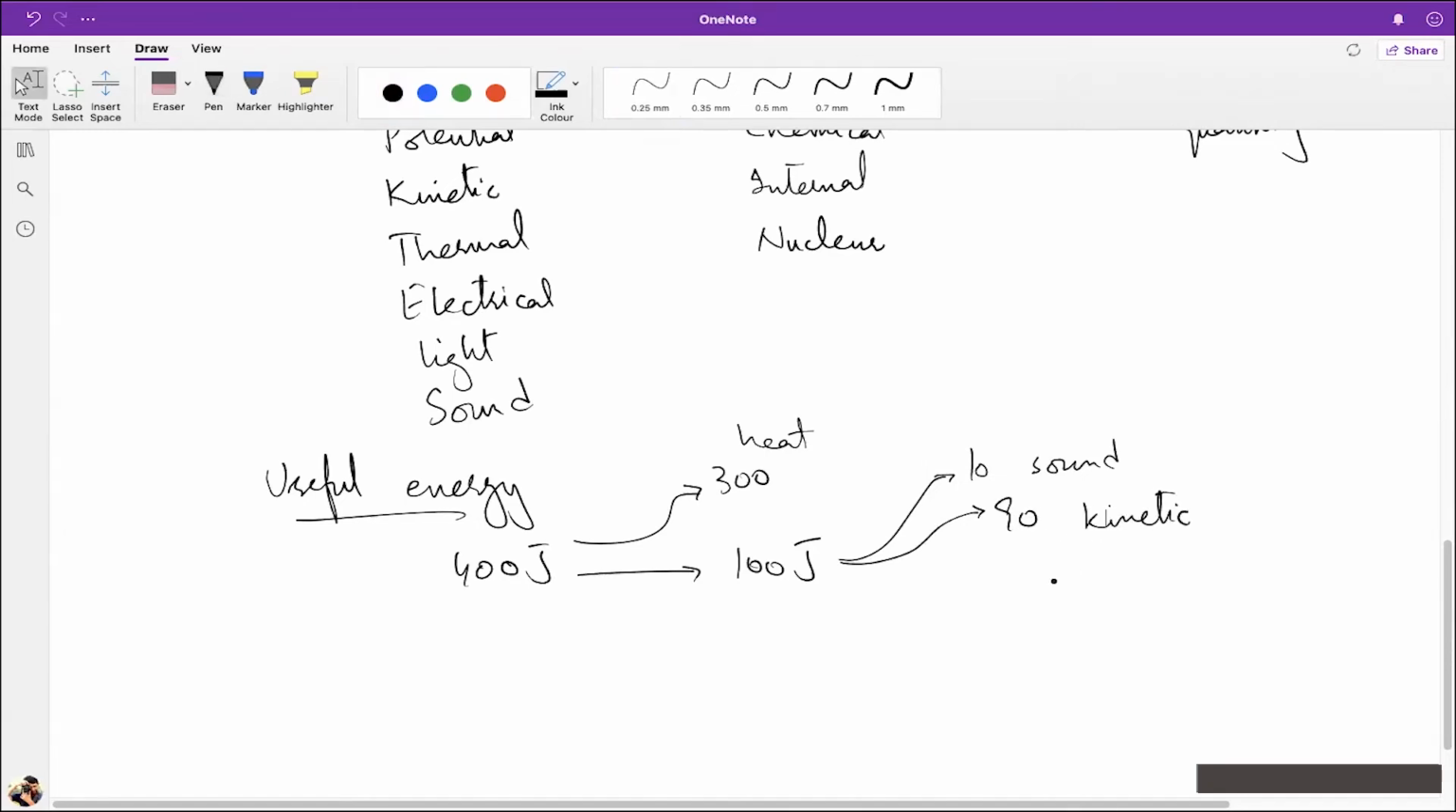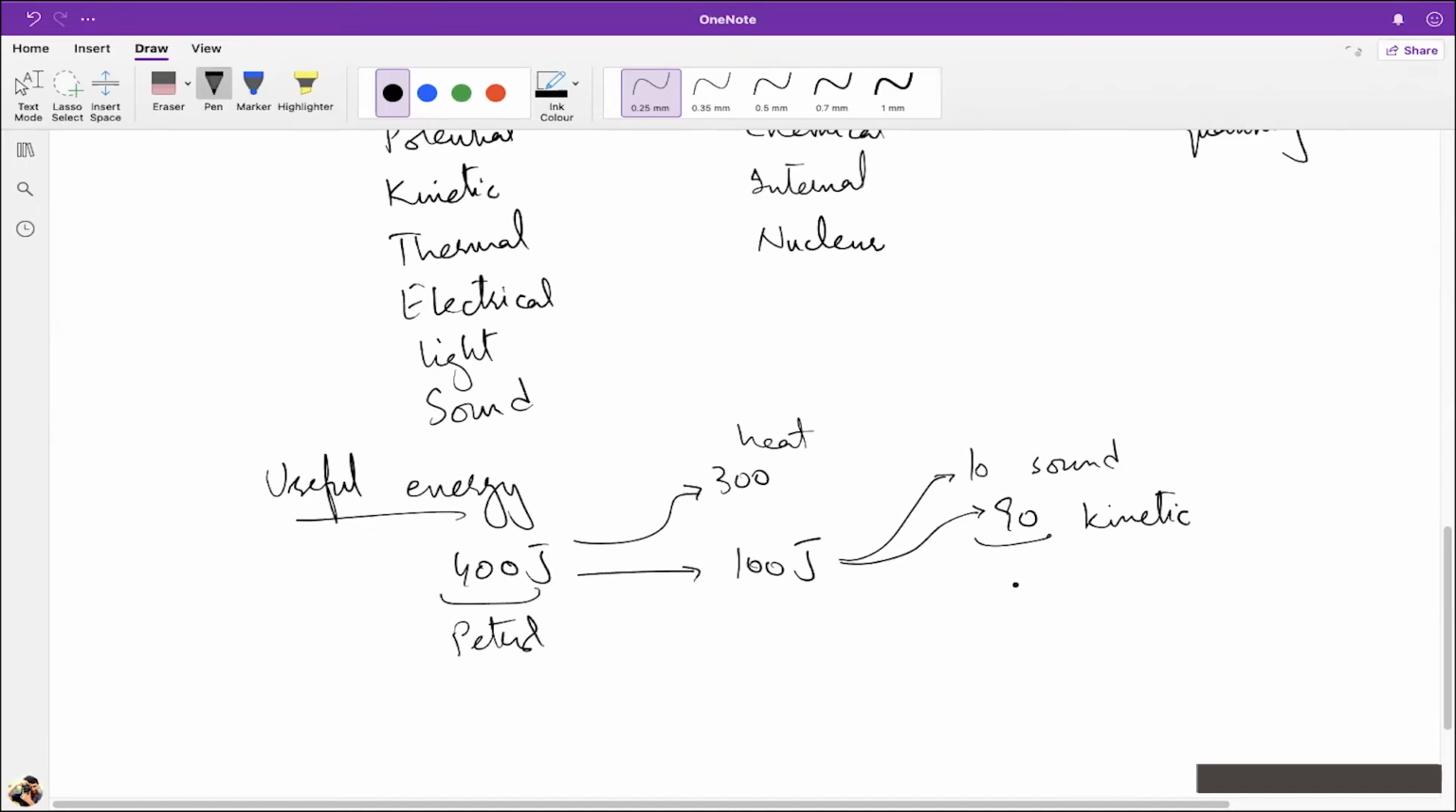So the purpose of actually using a car is to move from one place to another, at least for me. And that only requires kinetic energy. So I just want my car to have kinetic energy. But the petrol that I had, it had 400 joules, but the car eventually moved because of 90.